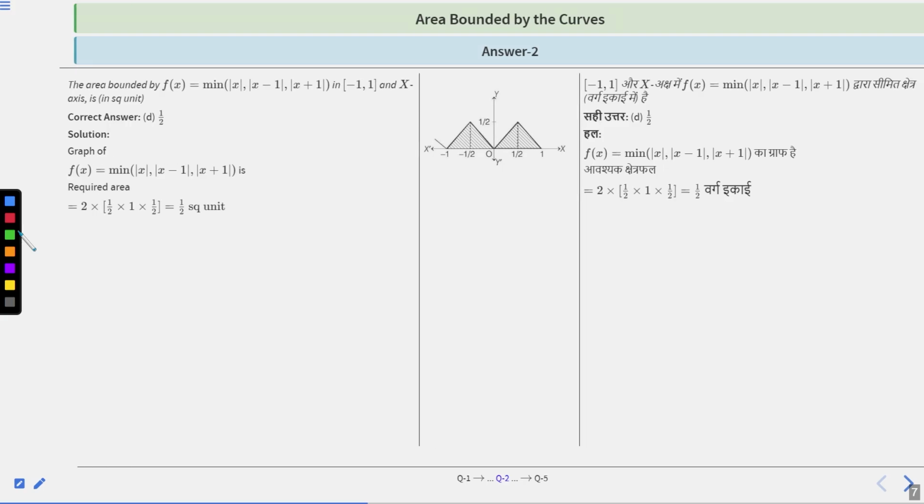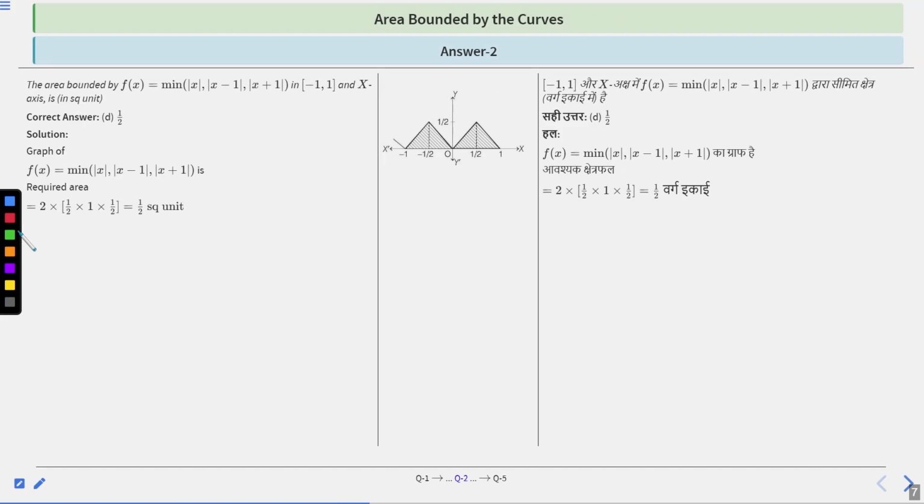Okay, let's move to the solution part. As we can draw the graph of y is equal to mod x, this is the graph of y equal to mod x. Graph of mod x plus 1 is this one. And graph of mod x minus 1 is this one, right? Since we have to take interval from minus 1 to 1, we draw the graph from interval minus 1 to 1. And we basically have to see which function is minimum in the given interval, okay?